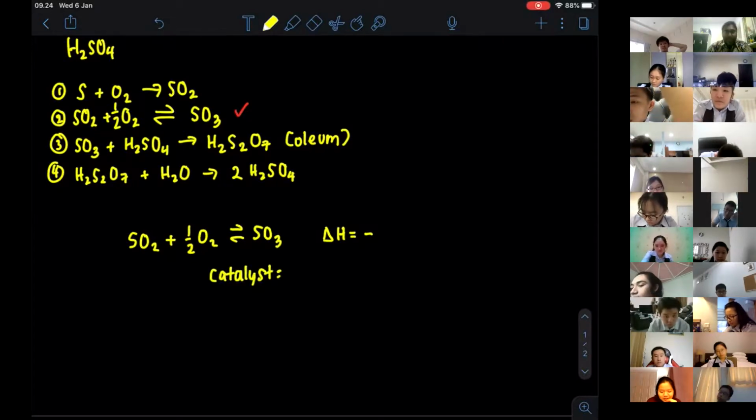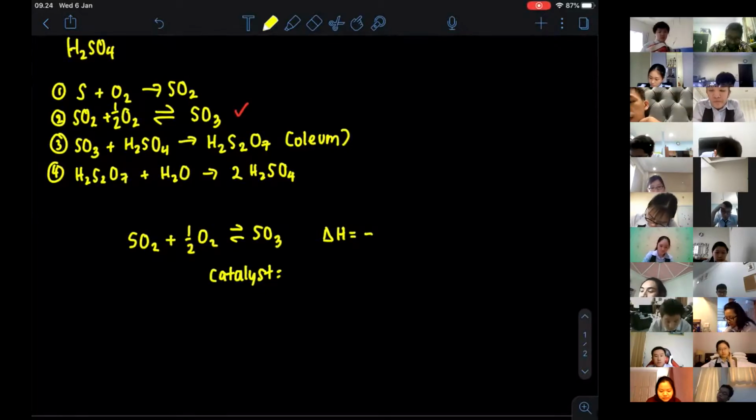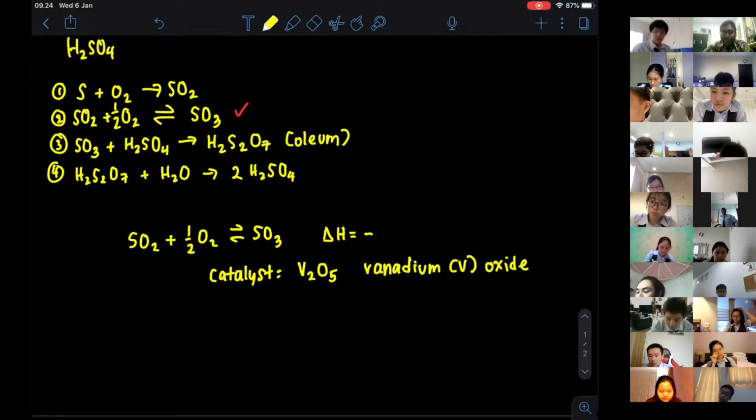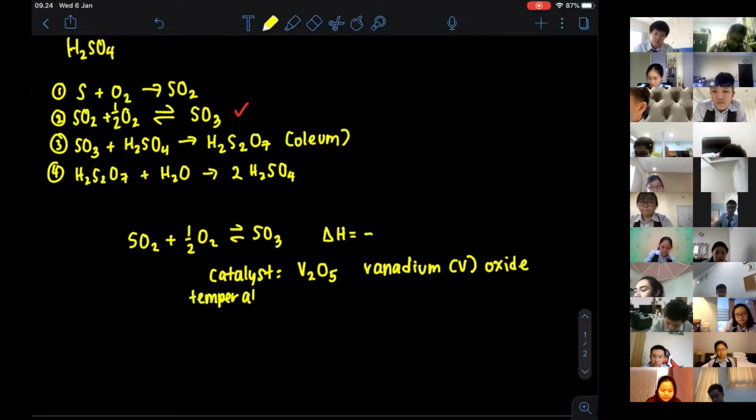The catalyst that we use over here is really important in your syllabus. It's going to be V2O5. It's called vanadium pentoxide, vanadium(V) oxide. And what are the conditions, the temperature and the pressure?